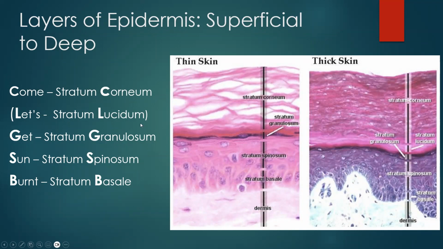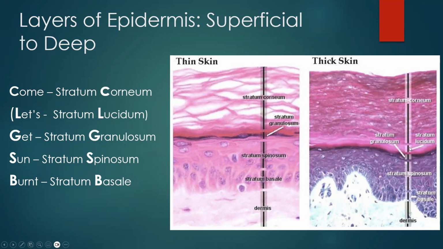This guy here, stratum lucidum, is in parentheses because it's only found in thick skin. If we break this apart, lucidum, lucid means light, so this layer appears light on our slides. If we come over here to thick skin, we have that really wide stratum corneum, and directly underneath we have this lighter strip of stratum lucidum that is only present in thick skin. The other 3 layers are standard.